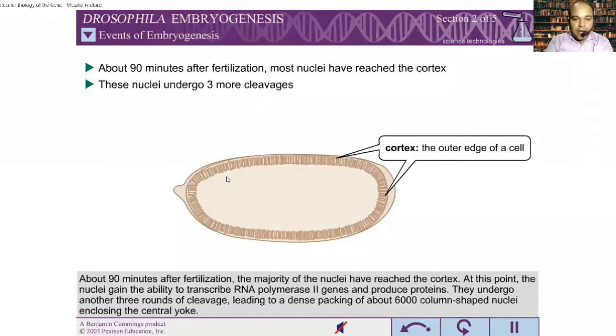इस 90 मिनट के बाद में ड्रोसोफिला के अंदर जब फर्टिलाइजेशन हो चुका है, then the majority of the nucleus have reached towards the cortex. There is no nucleus which is present in the medulla region. Okay, at this point the nucleus gains the ability to transcribe RNA polymerase.